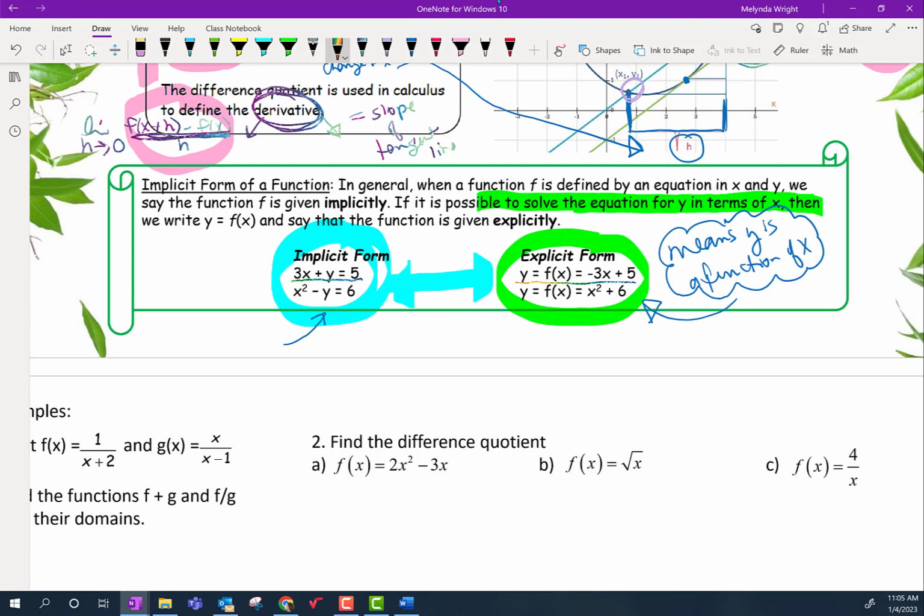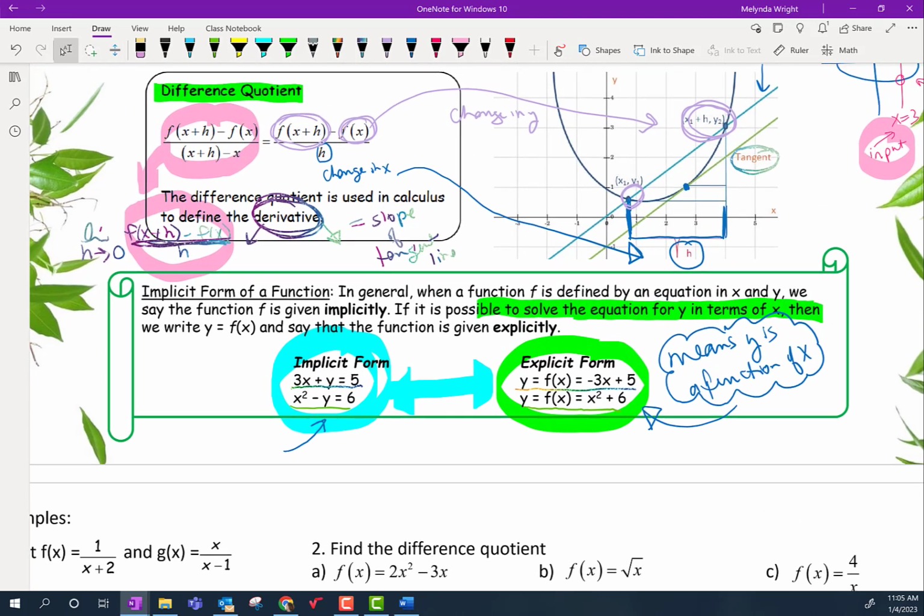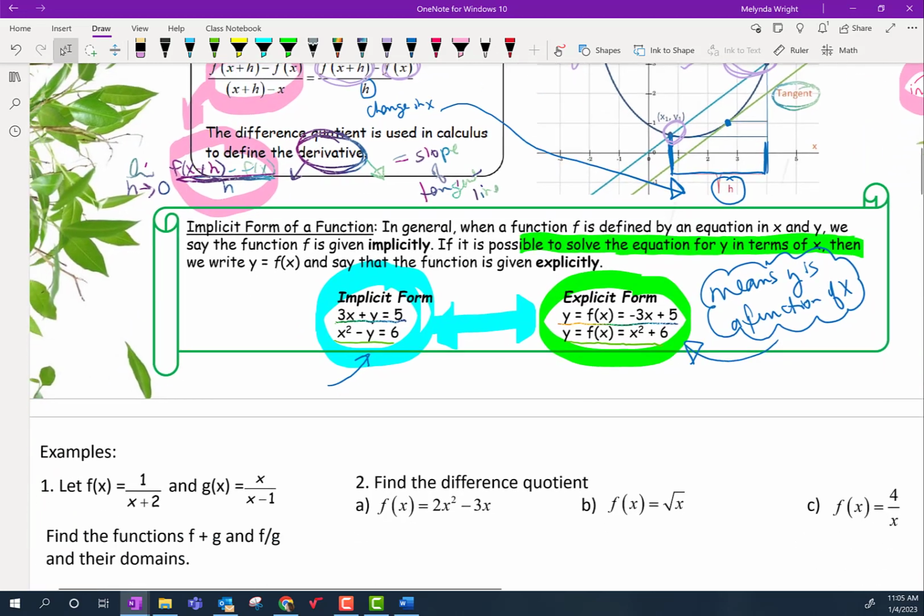So this is the same equation right here that's here. They're just written differently. One is written implicitly, the other is written explicitly. Okay, questions so far? Are we okay? So we've talked about the concepts of the difference quotient and how that's like a precursor to calculus. And we've talked about the difference between writing equations explicitly or implicitly. Okay, we all right? Okay, so let's work a few examples.